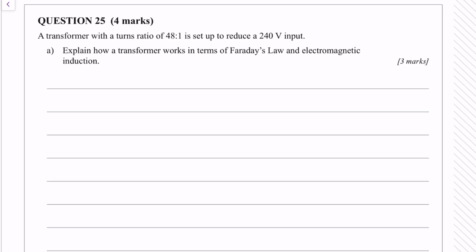Question 24. A transformer with a turns ratio of 48:1 is set up to reduce a 240 volt input. Explain how a transformer works in terms of Faraday's law and electromagnetic induction. Okay, so it seems to be quite clear on where the marks come from here. So the first mark is really just describing Faraday's law.